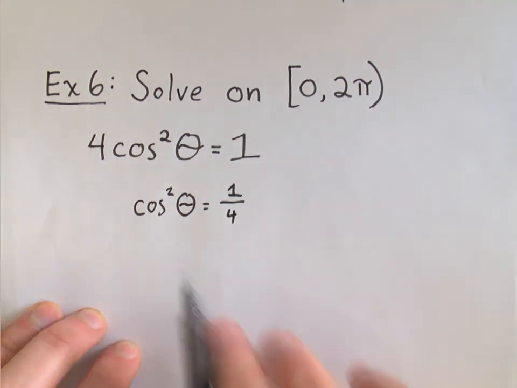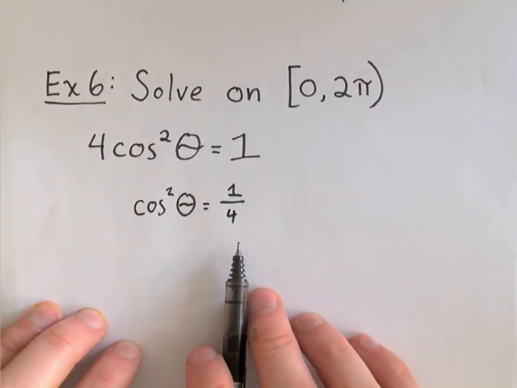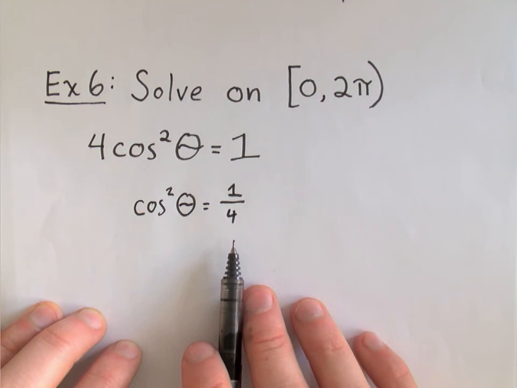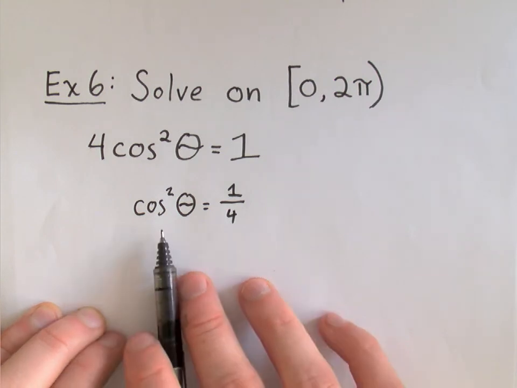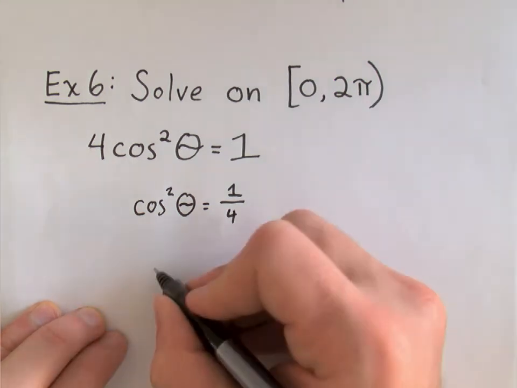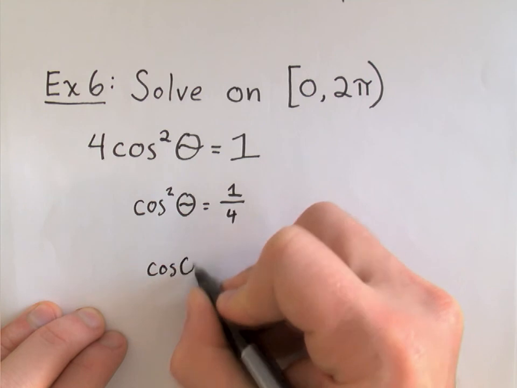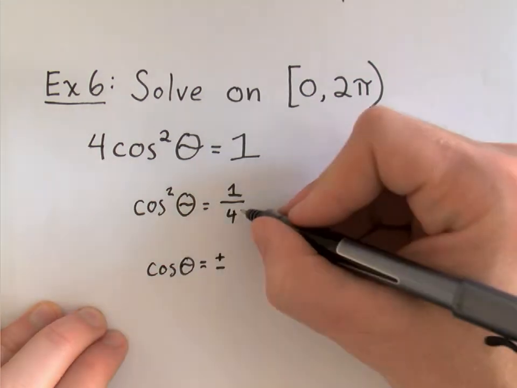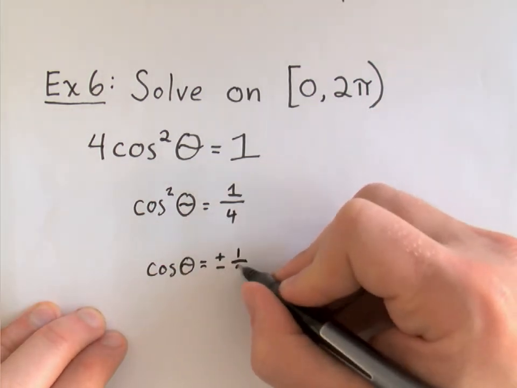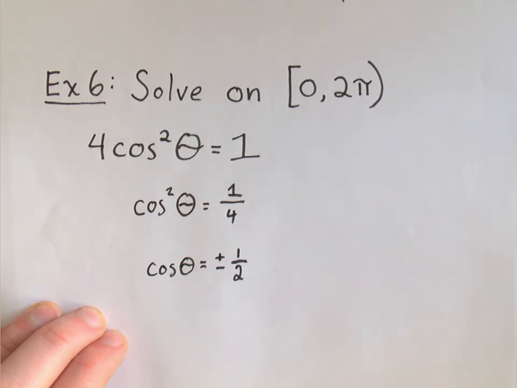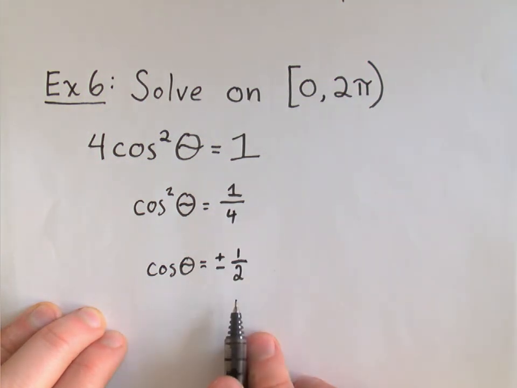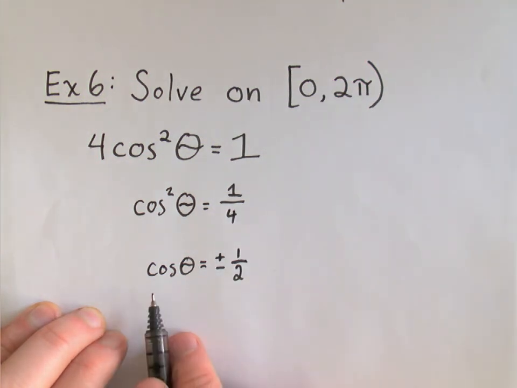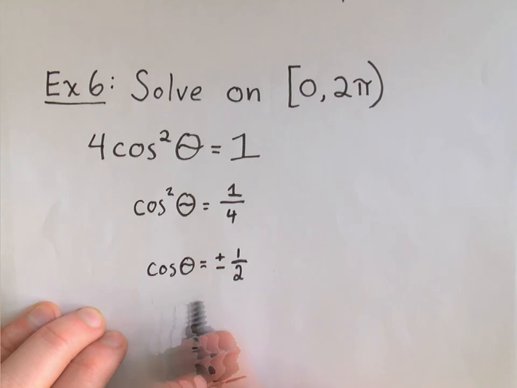And since this is cosine squared equals a quarter, and I want to know what cosine is, I'll take the square root of both sides. The square root of cosine squared is plus or minus cosine. I'll put my plus or minus on the right. And the square root of a quarter is a half. So you see this problem is going to generate 4 solutions because I'm actually considering 2 different equations. Where is cosine positive 1/2 and then where is it negative 1/2.